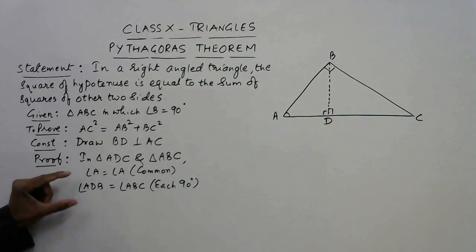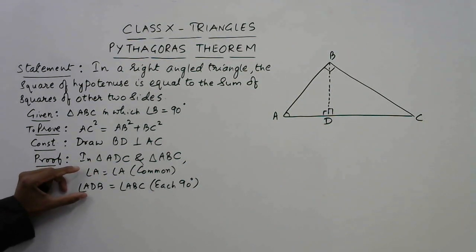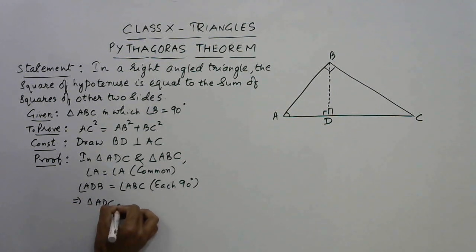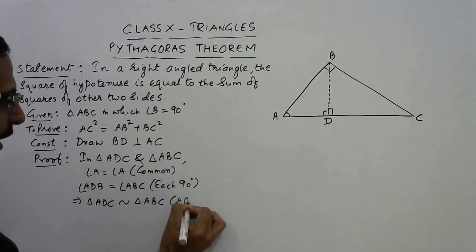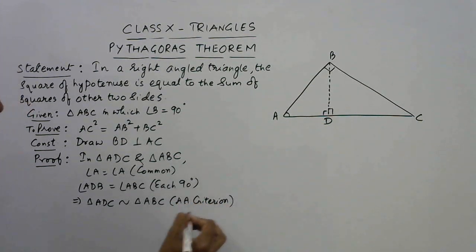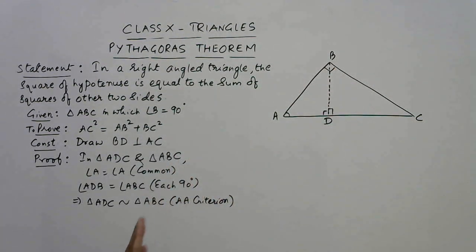So now you see, two angles of the smaller triangle are equal to two angles of the larger triangle. So the triangle ADC becomes similar to triangle ABC by AA criteria. So this is the first step. You need to prove the left side triangle and the big triangle similar like this using the AA criteria.